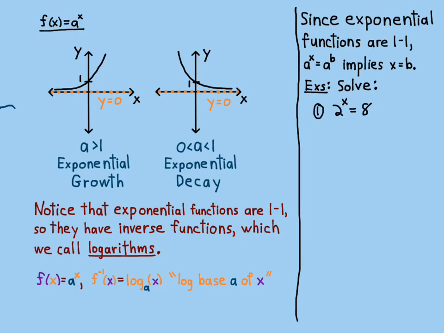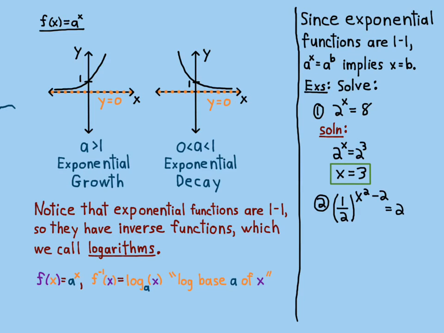So for example, if we have 2 to the x equals 8, the way to solve this is to write 8 as a power of 2 and then equate the two exponents, right? So if you have the same base, then you can equate the two exponents. So 2 to the x equals 2 cubed, so x equals 3. It's that simple, okay?